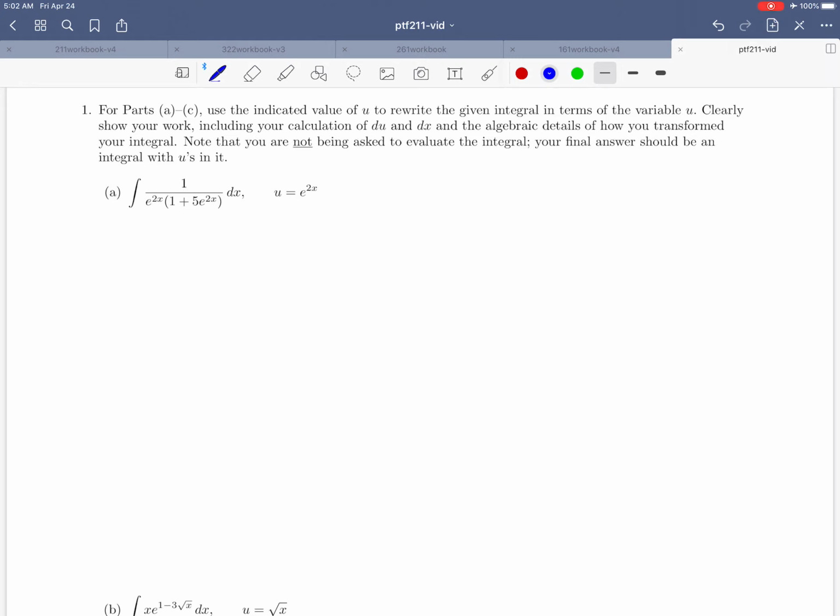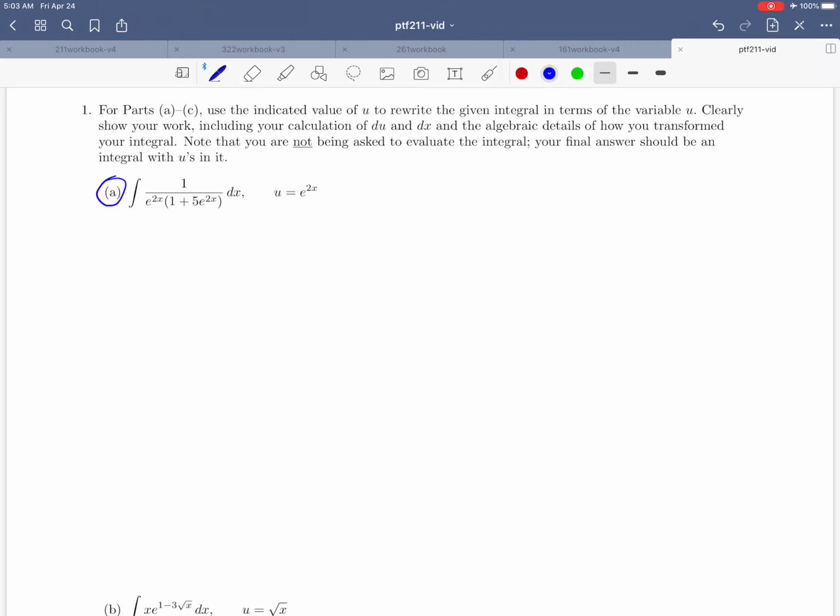This is a problem that's in 3 parts and it's an exercise in doing u substitutions. A little bit different than a normal problem in the sense that they're not asking us to actually calculate these integrals. They would like us to just transform the integrals using the particular u substitution. Okay, so take part A here for example.